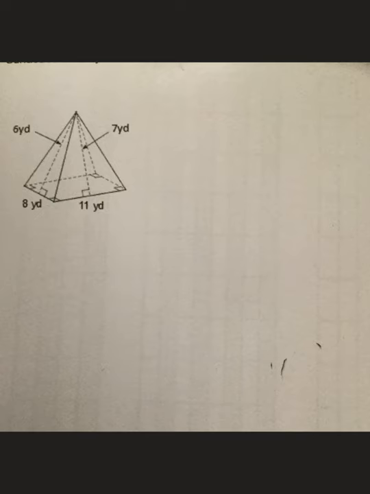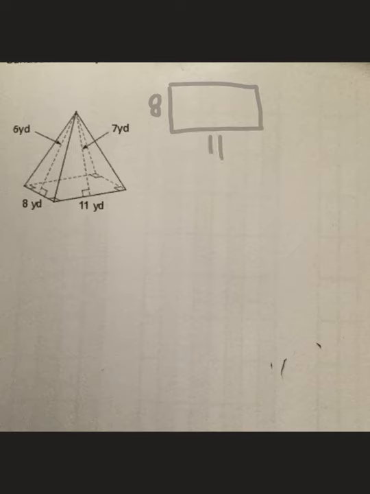In this video, we're going to look at finding the surface area of a rectangular pyramid. What we had said before is when we talk about a rectangular pyramid, we have a rectangular base, which in this case, and I'm going to redraw the picture, is an 8 by 11 rectangle on the bottom.